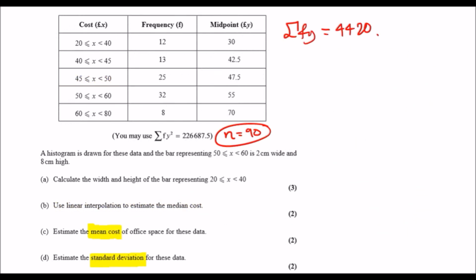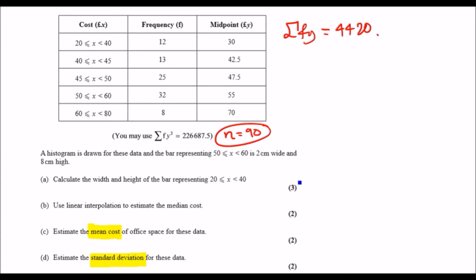Okay, here we go. Parts C and D. Now here we need to estimate the mean and the standard deviation for this data. I've already gone ahead and put the n is 90 as usual, and now I've added the sum of fy. The way this is calculated is that we first need to multiply the frequency with the midpoint y, so f times y, and then just add them all up. So multiply all of these and then add them up all together. You should get this result.